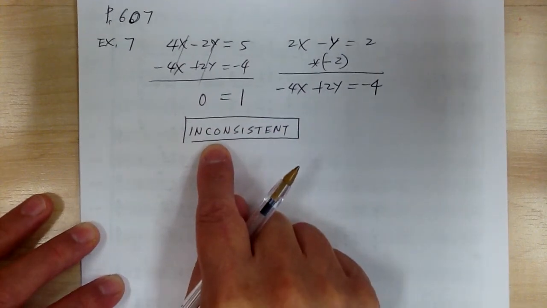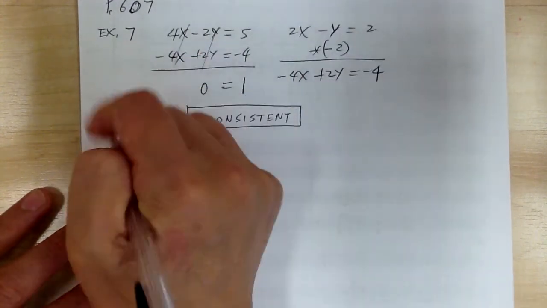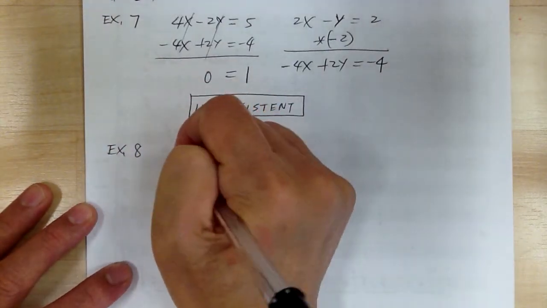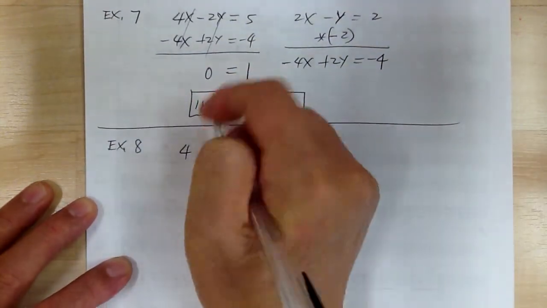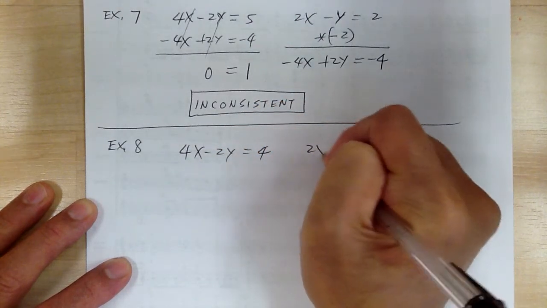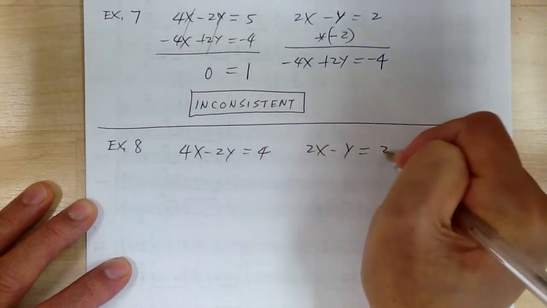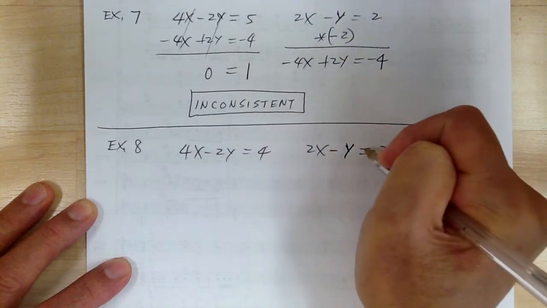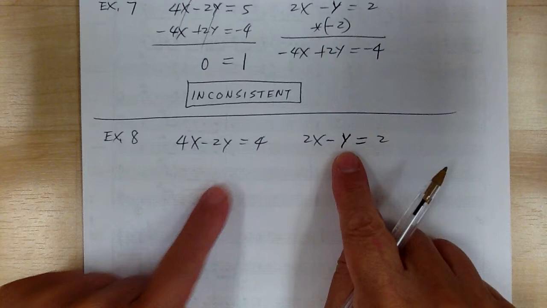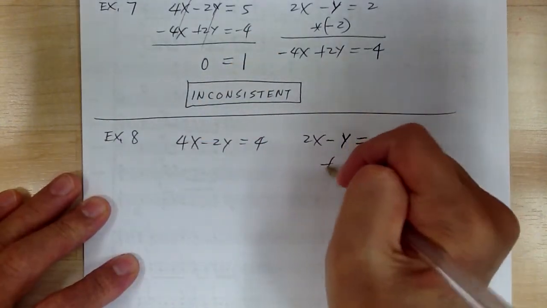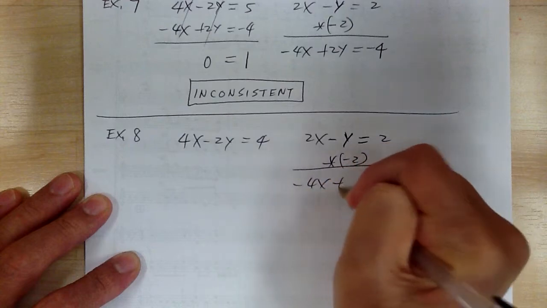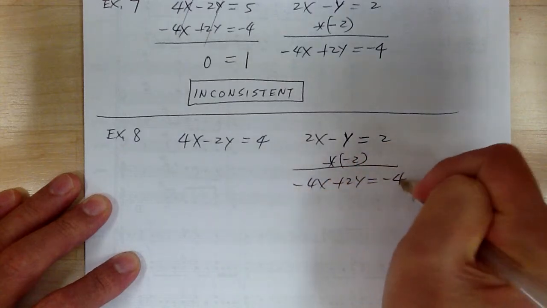Then the answer would be inconsistent. Now, if you go to example 8, you have 4x minus 2y equal to 4, and 2x minus y equal to 2. Okay, so I'm going to make the y opposite just like last time. I'm going to multiply it by negative 2, so I get negative 4x plus 2y equal to negative 4.